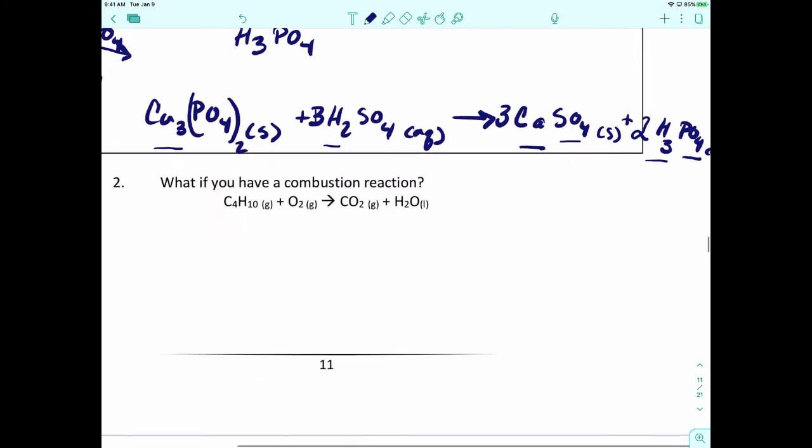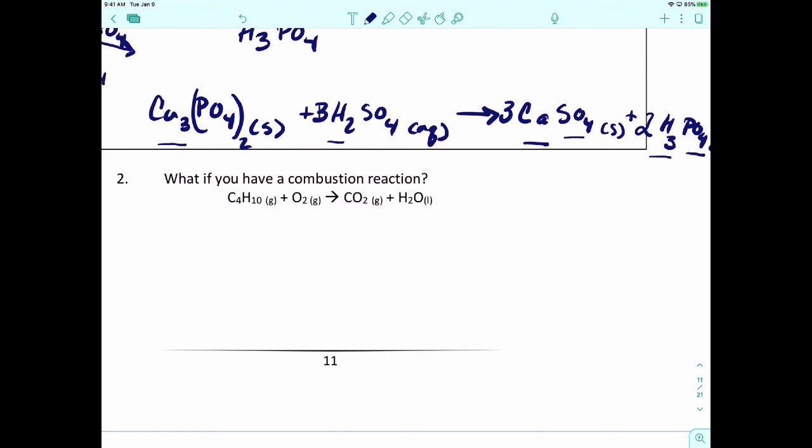Now, finally, before we get off of this, let's talk about balancing a combustion reaction, because sometimes this takes a little bit more patience. So here's your compound, C4H10 plus O2 yields carbon dioxide and water. So what we're going to do is balance the carbon, balance the hydrogen, and we leave the oxygen for the very end. And I'll show you why we do that in a second. All right, so let's balance this. You've got 4 carbons on the left, 1 on the right. So I need to put a 4 in front of CO2.